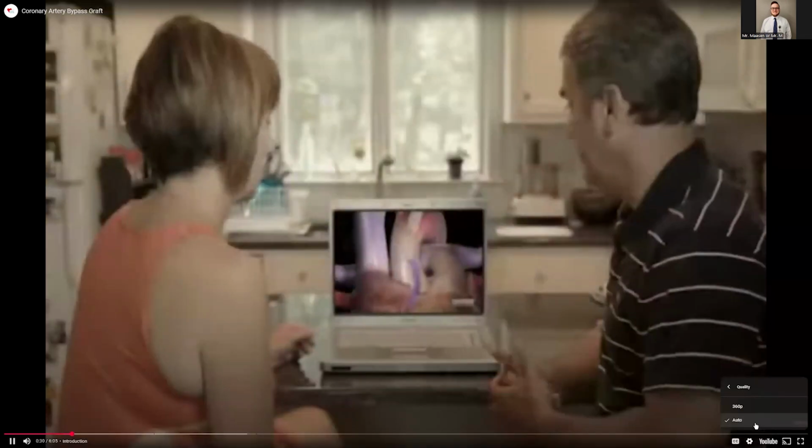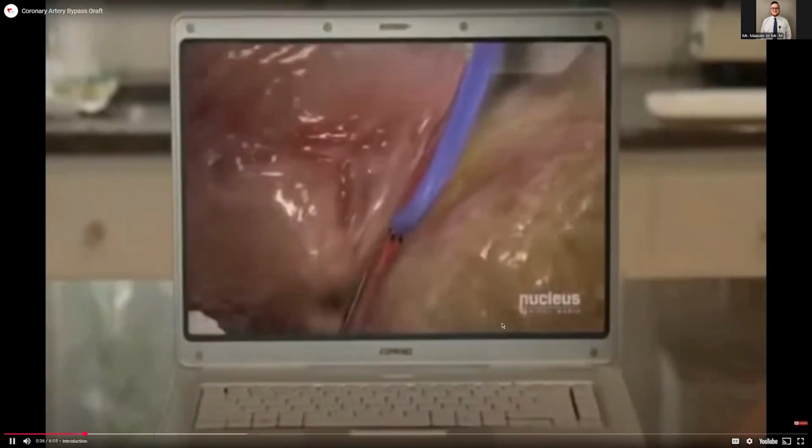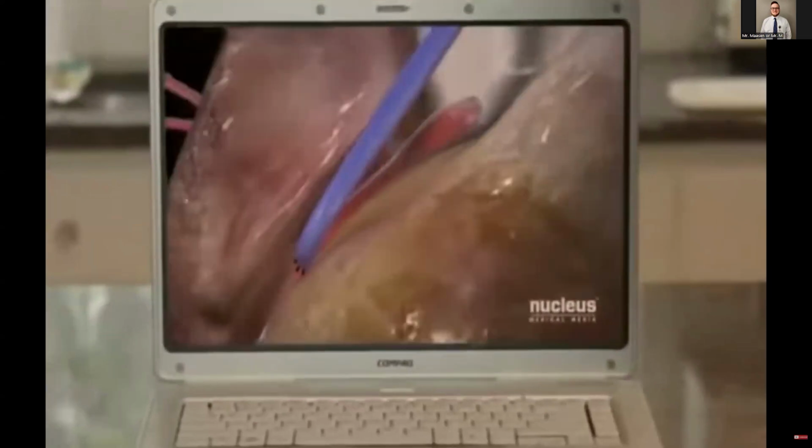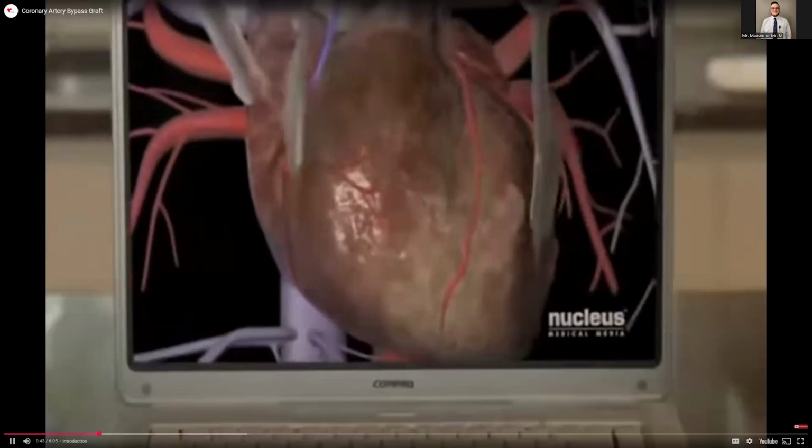This program was created to help you understand how and why a coronary artery bypass graft, or CABG, is performed. The video you are about to see will help you understand the steps of a coronary artery bypass graft or CABG procedure, 3 different types of bypass surgery, and what you may expect before and after your procedure.